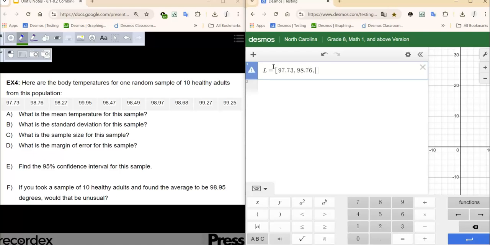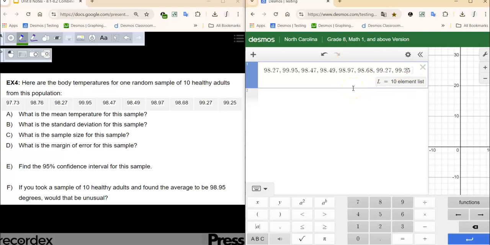98.76, 98.27, 99.95, 98.47, 98.49, 98.97, 98.68, 99.27, 99.25. So we've got 10 different elements entered here.